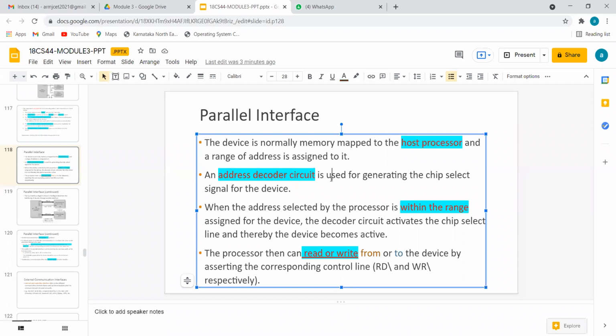Always remember, if it is a parallel interface, there will be some range. In our present session, on the Zoom platform, we have a range of 99. That means more than 100 people may not join. Like that, there will be a range, and we have to utilize only within that range.